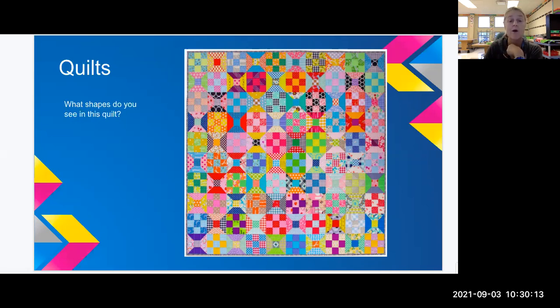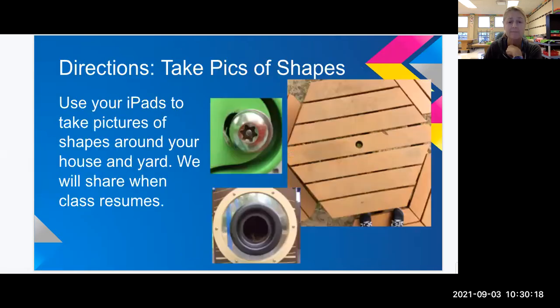All right, your assignment, now that you know some basic shapes, is to use your iPads to take pictures of shapes around your house and your yard. And we will share them when we come back to class. So I did a scavenger hunt around my classroom and around the school and found some examples of some different shapes. I wanted to share those with you so you get an idea of the different kind of things that you can find around your house.